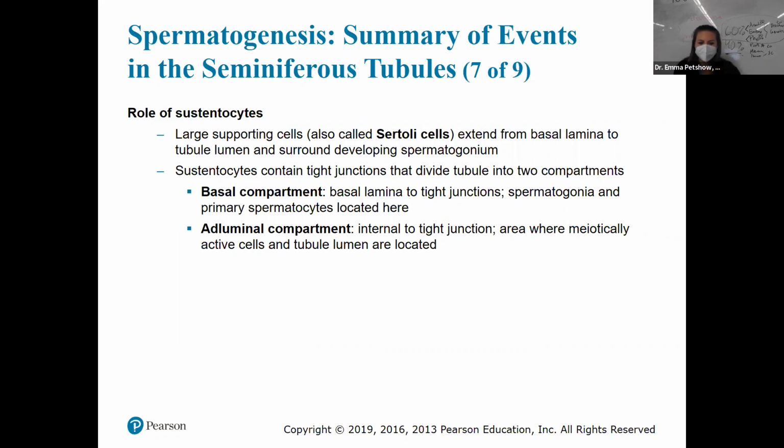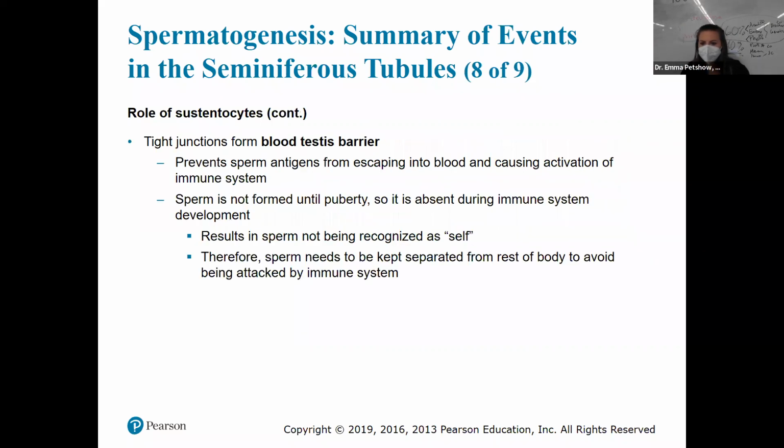They have two separate compartments. Really what I want you to know with sustentacular cells is they help form the blood-testis barrier. They prevent any antigens from sperm from getting into the bloodstream and causing an autoimmune response to self. Since sperm is not formed until puberty, it's absent during immune system development. So if these Sertoli cells did not exist and sperm components or antigens did get into blood flow, we would not recognize them as self and we would have an autoimmune response.